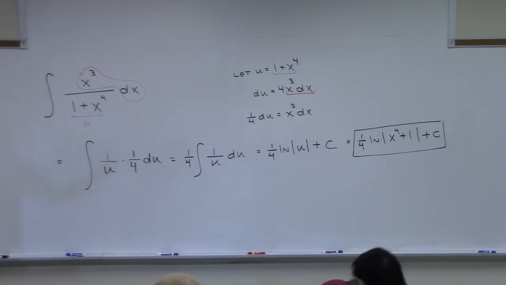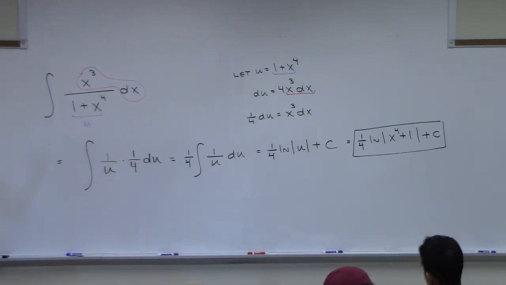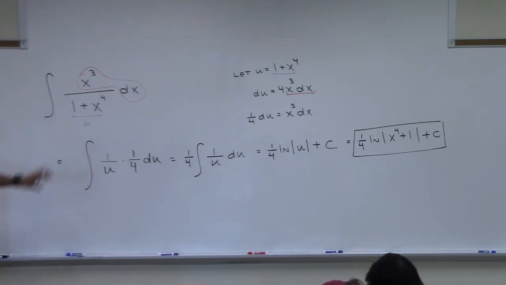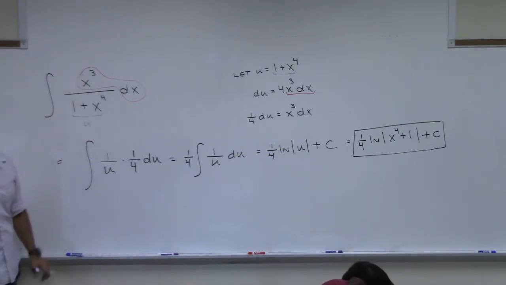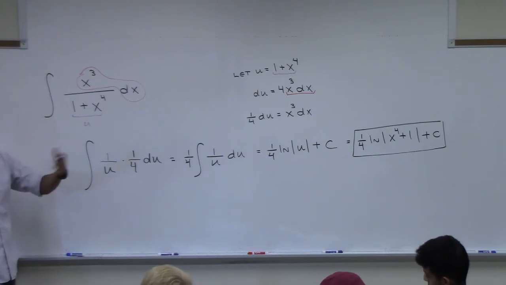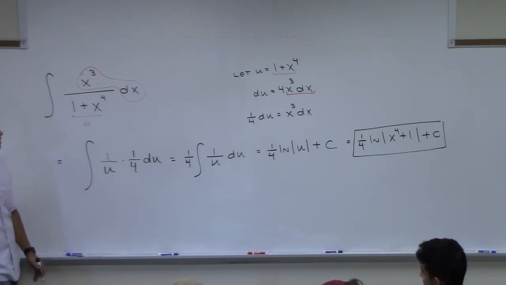Like, if you're taking a test and you get an answer, you're like, I wonder if this is right. Just take its derivative. You better get back the integrand, right? If you get back the integrand, you're good. But you have to be able to take the derivative, right?